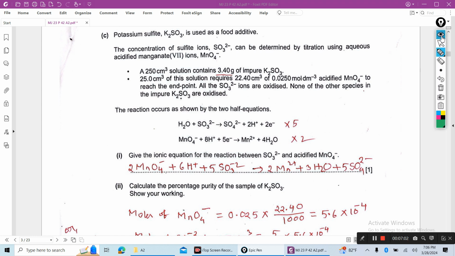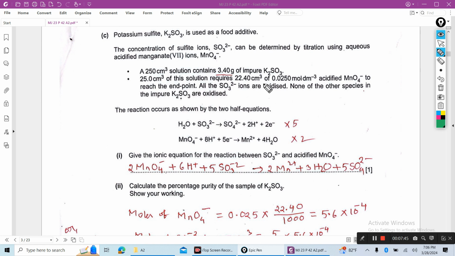Now number C, potassium sulfide is used as a food additive. The concentration of sulfide ion can be determined by titration using aqueous acidified manganate(VII). First, a 25 cm3 solution contains 3.4 g of impure potassium sulfide. Mass is given. 25 cm3 of this solution requires 22.40 cm3 of 0.0250 mol per dm3 acidified manganate to reach the end point.